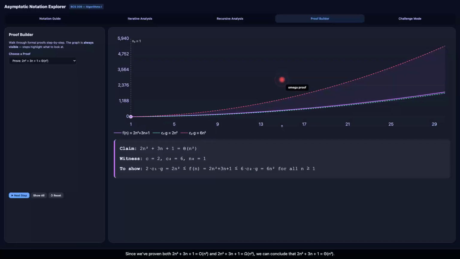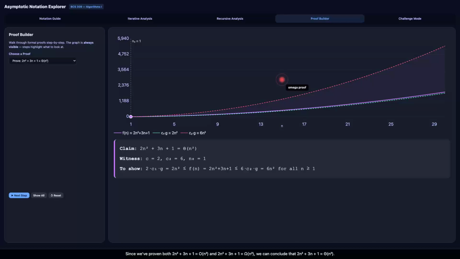Since we've proven both that 2n squared plus 3n plus 1 is O of n squared and that it is Ω of n squared, we can conclude that 2n squared plus 3n plus 1 equals Θ of n squared. The function is sandwiched between 1 times n squared and 6 times n squared for all n greater than or equal to 1.